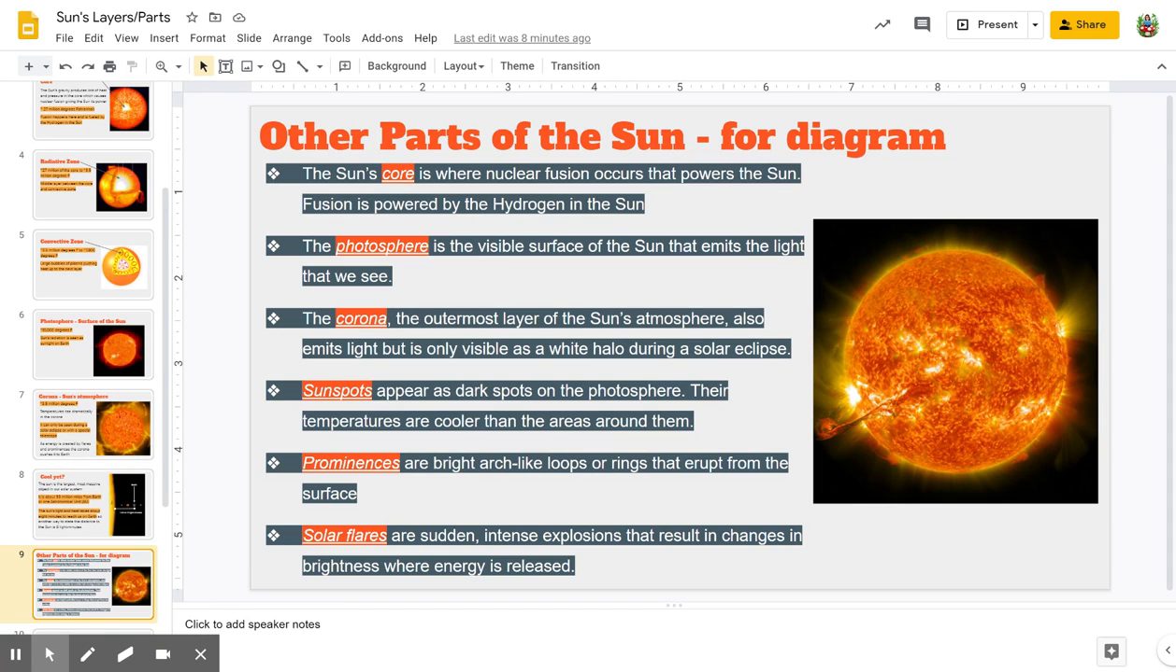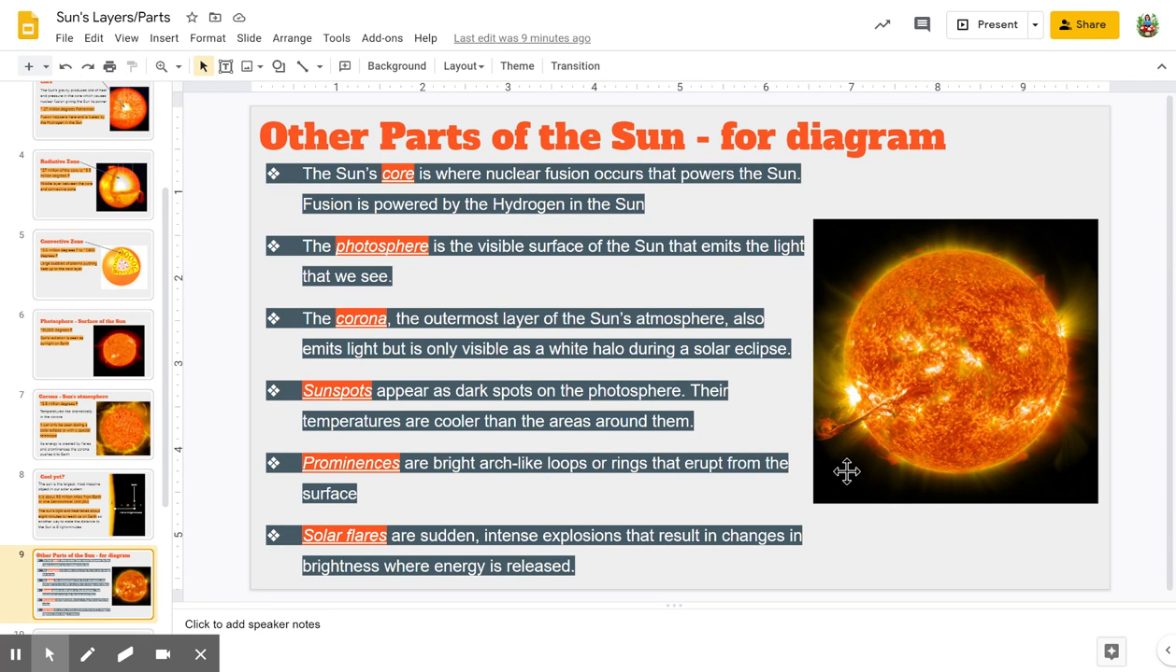All right, the next thing is sunspots. Sunspots are dark spots on the surface of the sun, and they are cooler. Okay, that's why they look darker, is because they're cooler. All right, so if we look at the sun over here that we're looking at, there are some spots that appear darker than others. Those are sunspots. Prominences are bright arch-like loops or rings that come off the surface of the sun. Okay, so if we look, I know this one's a little bit difficult to see, but you can tell that that's almost a loop coming off of the surface of the sun. So that is a prominence.